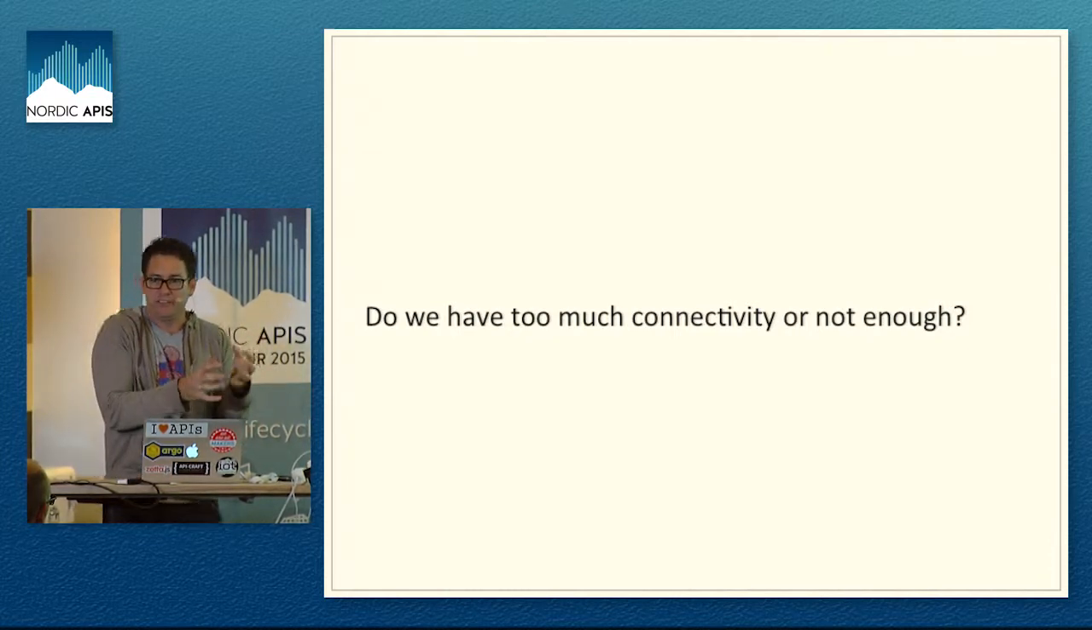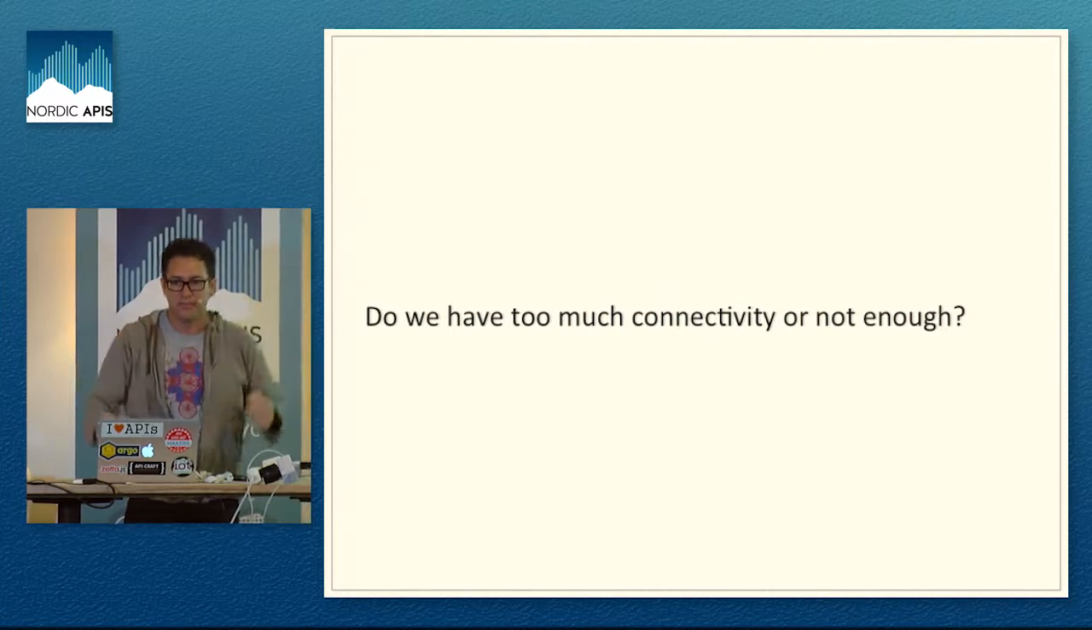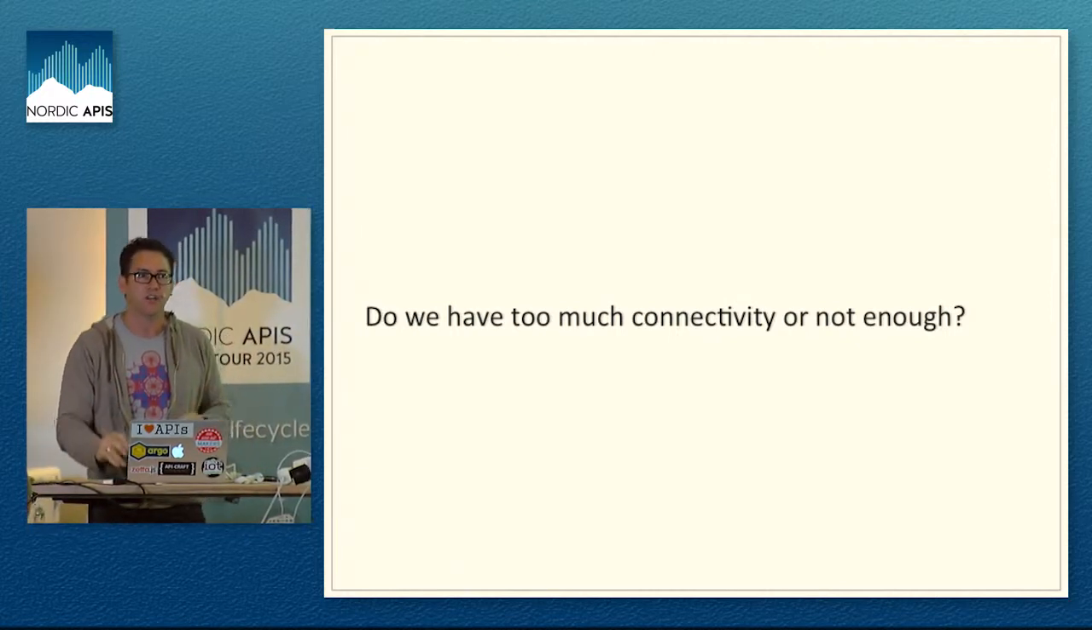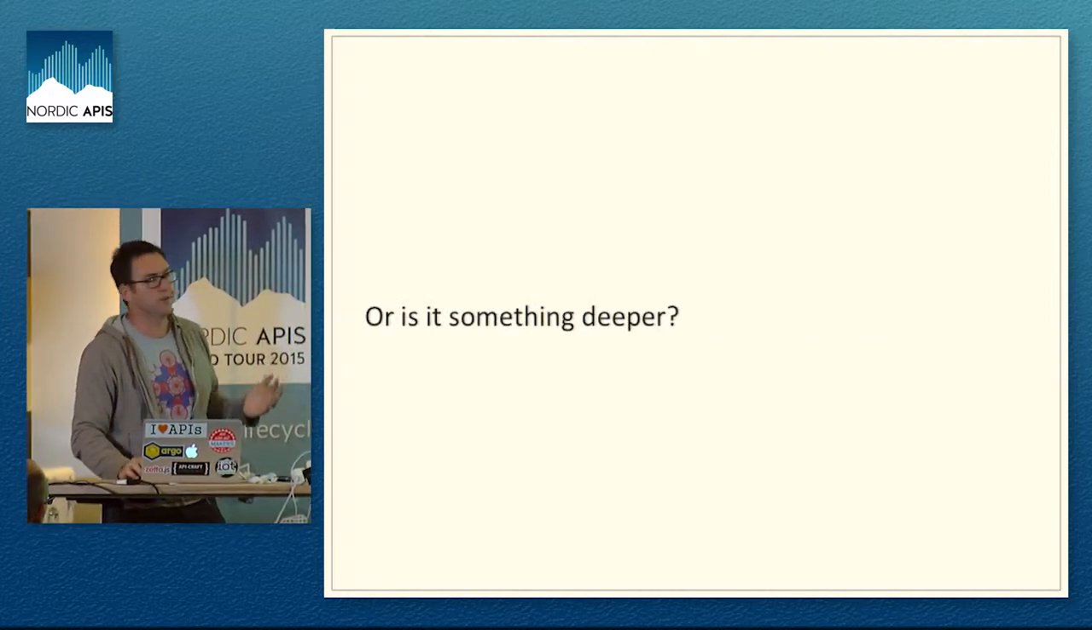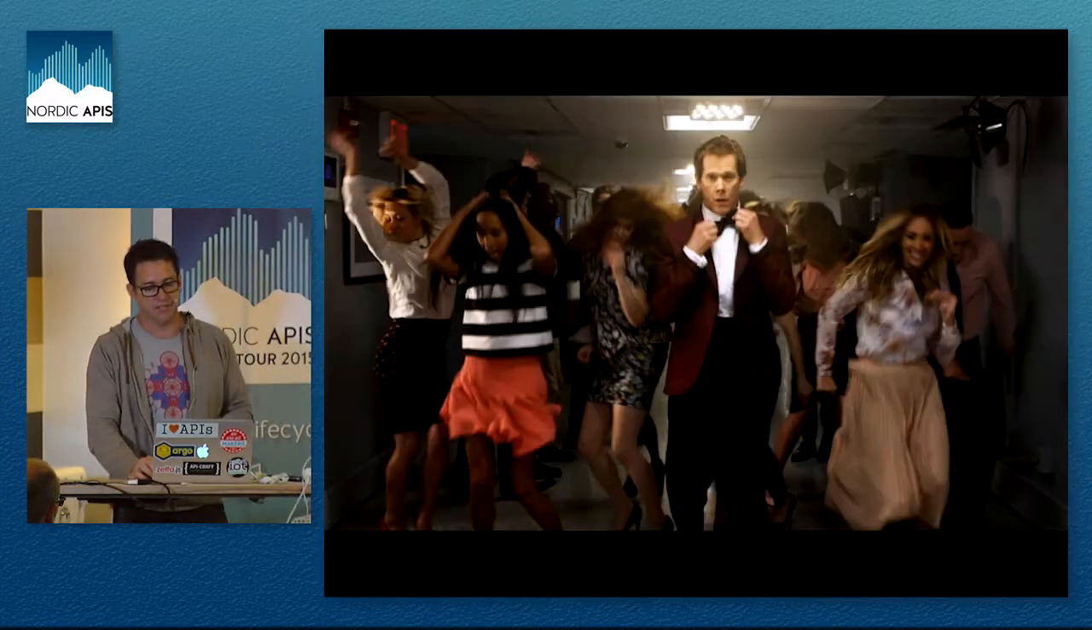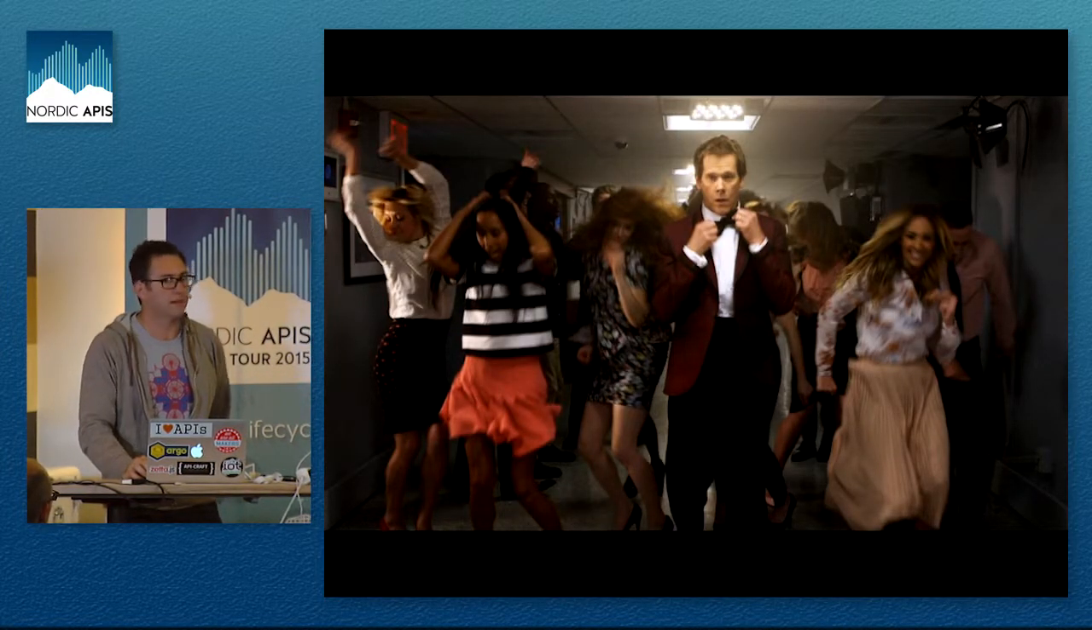So if you look at these two problems, you could ask, in the one case, it looks like hyperconnectivity. There's too much stuff, and in the second one, it looks like no connectivity. So is that what's going on, or is there really something deeper here? And this is what I think is going on. There's actually something deeper happening, and it all comes back to Kevin Bacon.